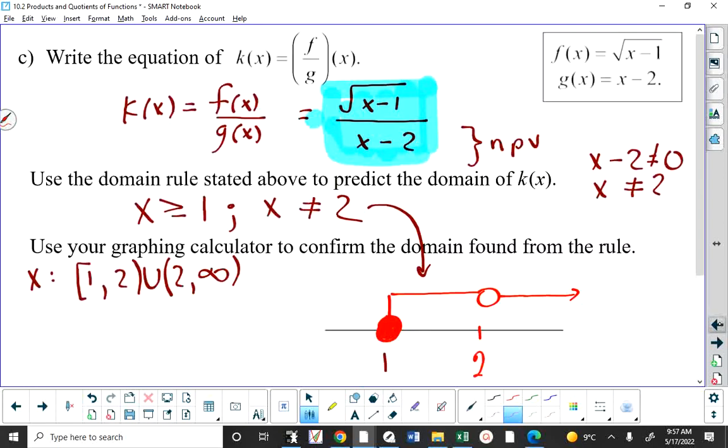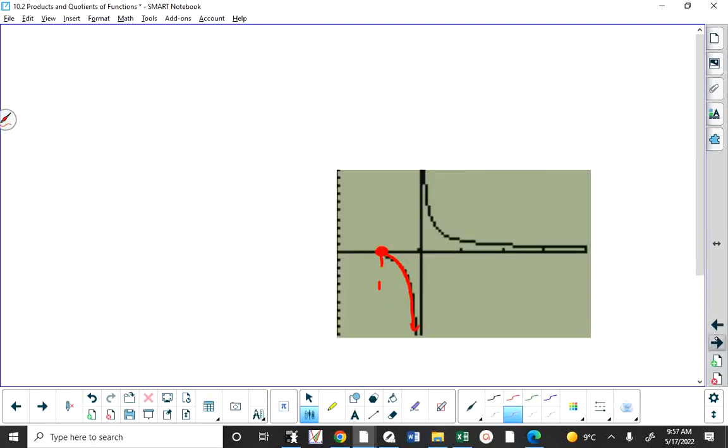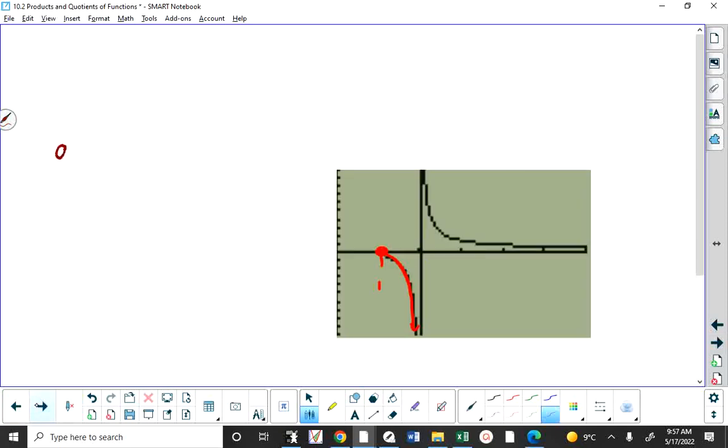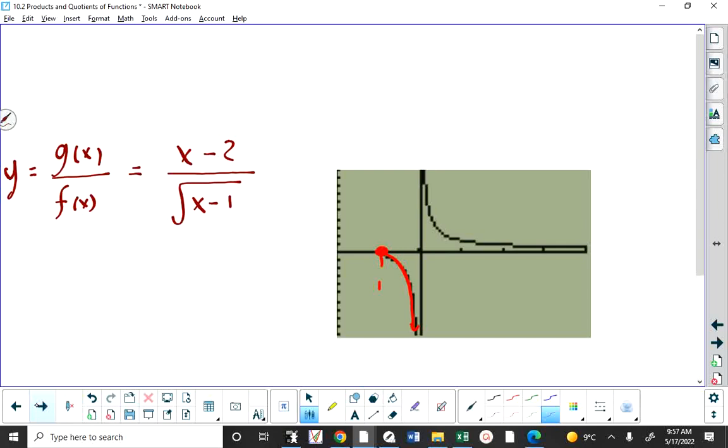I'm gonna throw this out though. What if that was f over g? What if I had g of x over f of x? Which would mean we would have y equals x minus 2 over root x minus 1. Ian? Would it just be the top curve shifted to the left?